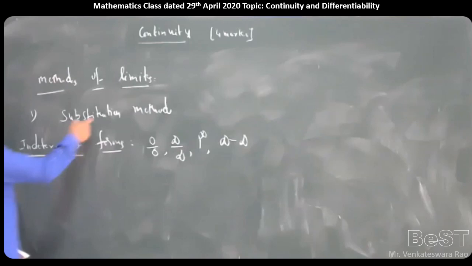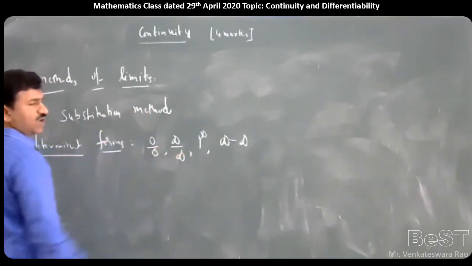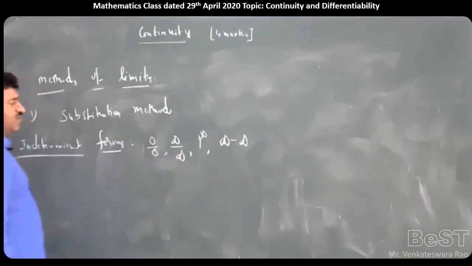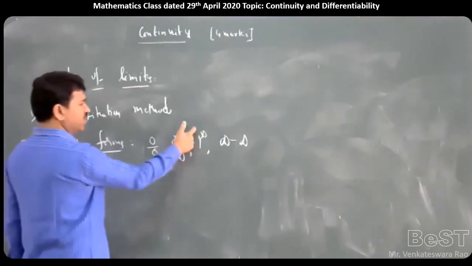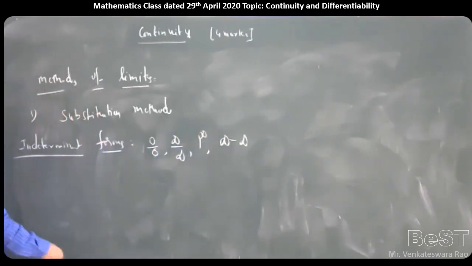So in the substitution method, if you are getting a real number, you can write the answer. Otherwise, if you are getting 0 by 0, infinity by infinity, 1 power infinity, or infinity minus infinity, go for alternative methods.